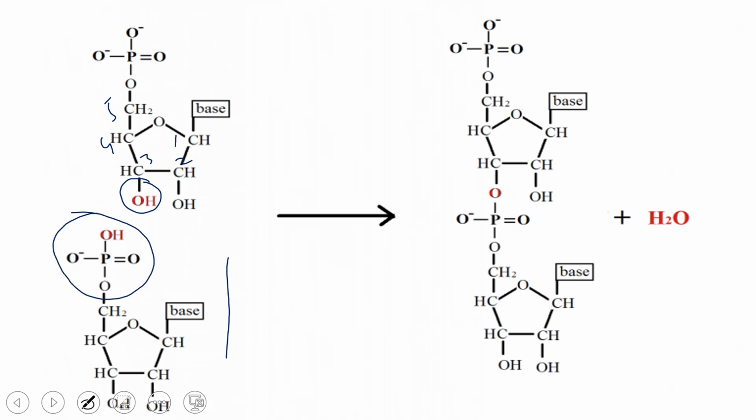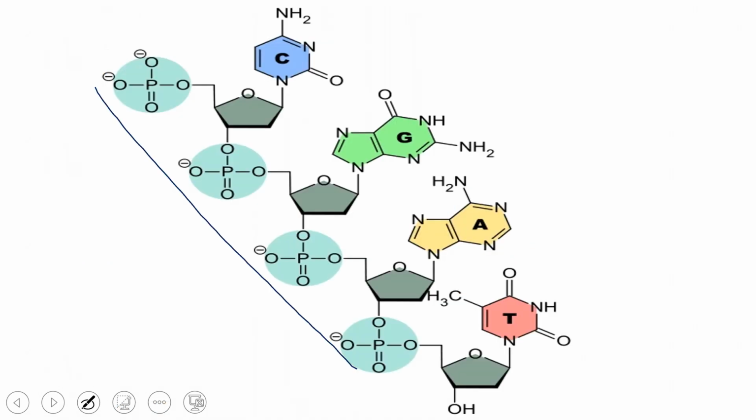DNA polymerase helps in the association of this new nucleotide coming in, and in phosphodiester bond formation between the phosphate and the 3' OH, and ultimately a phosphodiester bond is formed with the removal of water. When this phosphodiester bond forms because of DNA polymerase, we are going to have a growing, long chain of DNA. So every time, 3' OH and 5' phosphate form a phosphodiester bond. So these are the different phosphodiester bonds between different sugars of the different nucleotides.